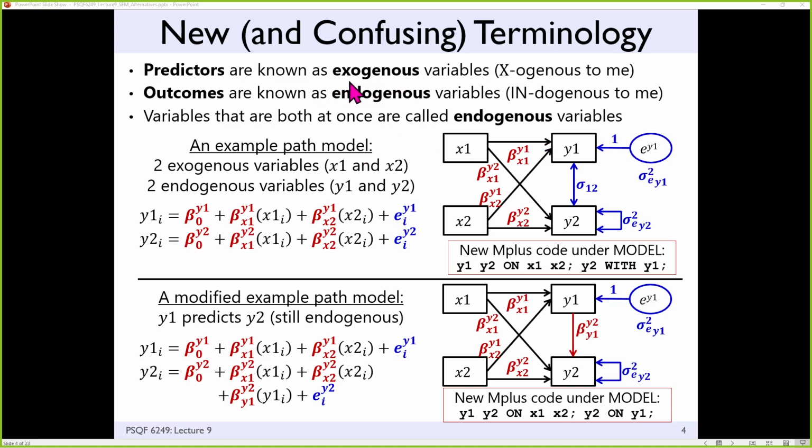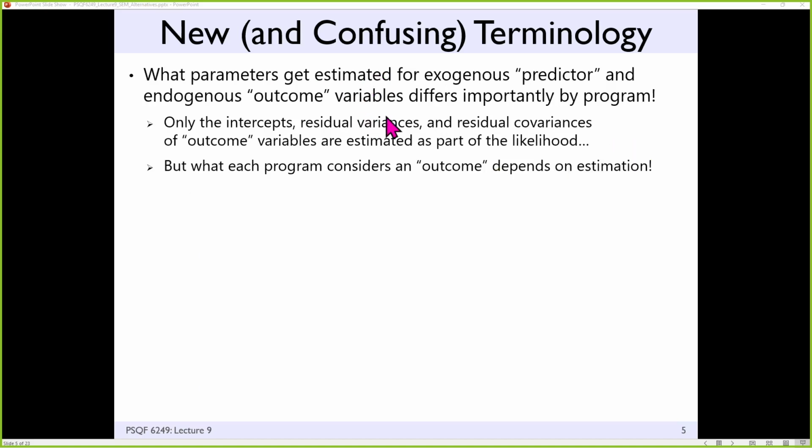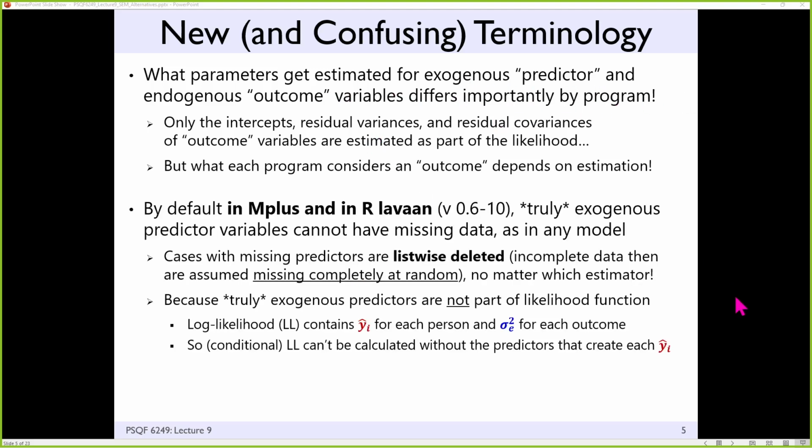You have choices either that you get to make or that are made for you, depending on what software you use, as to what happens with these exogenous variables, predictor variables. So what parameters get estimated is going to vary by program based on how it's treating predictors. If you leave your predictor as exogenous, just like treat it like a normal predictor, like in a regression model, you cannot have missing data on it. You can't, because each case needs to be complete in order to get a predicted outcome for each person and to get the residual variance. So any cases that are missing predictors get deleted.